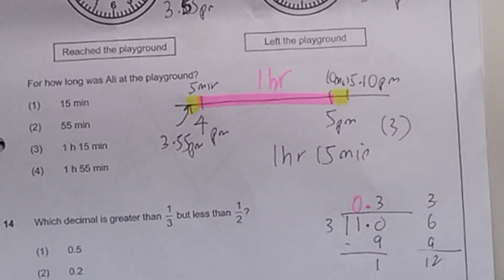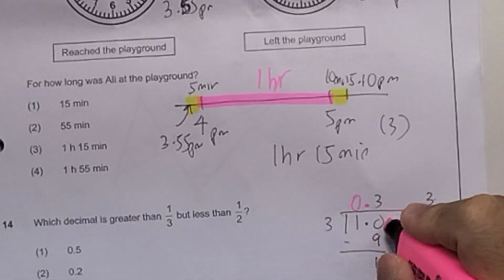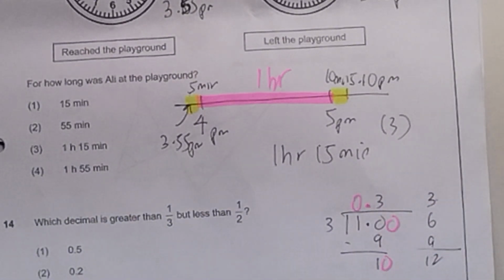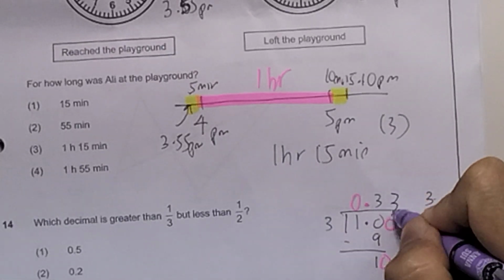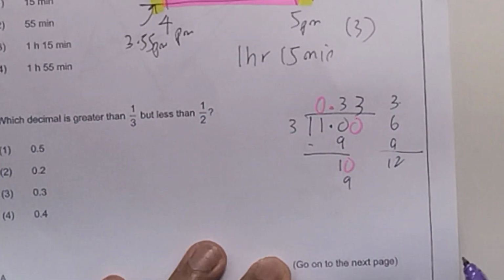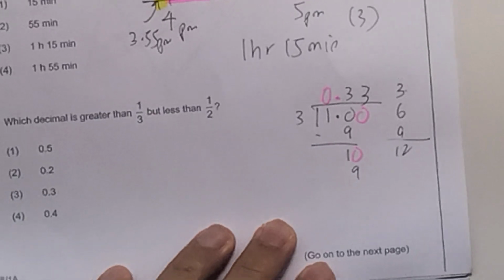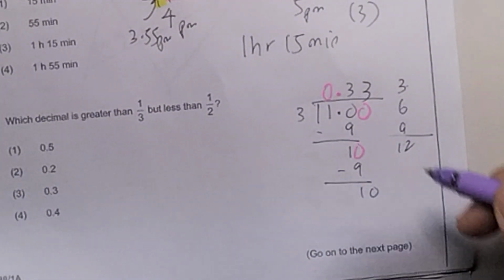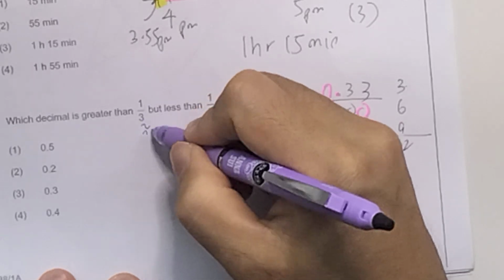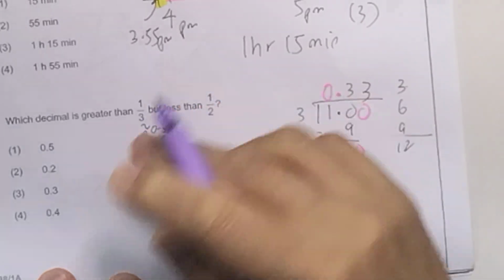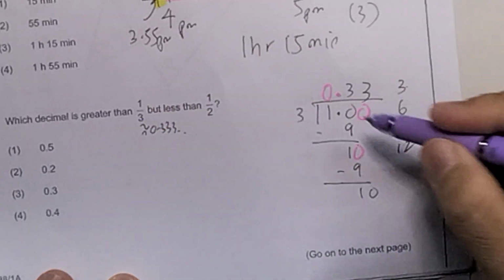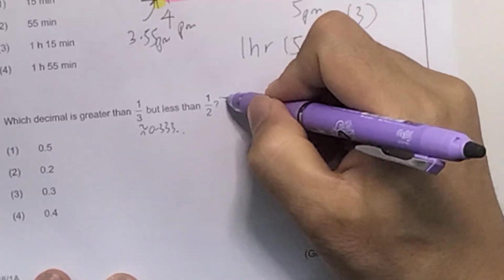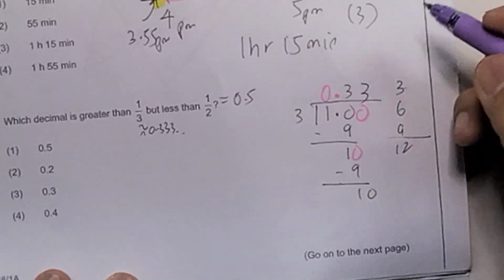What do I do now? I will add a 0, bring it down. Now I will have my 10. 3 times 3 again, I get 9 again. Alright? And I get 10 again. So it carries on. So actually this is about the same as 0.333 non-stop. Half is very straightforward. Half is simply equals to 0.5.